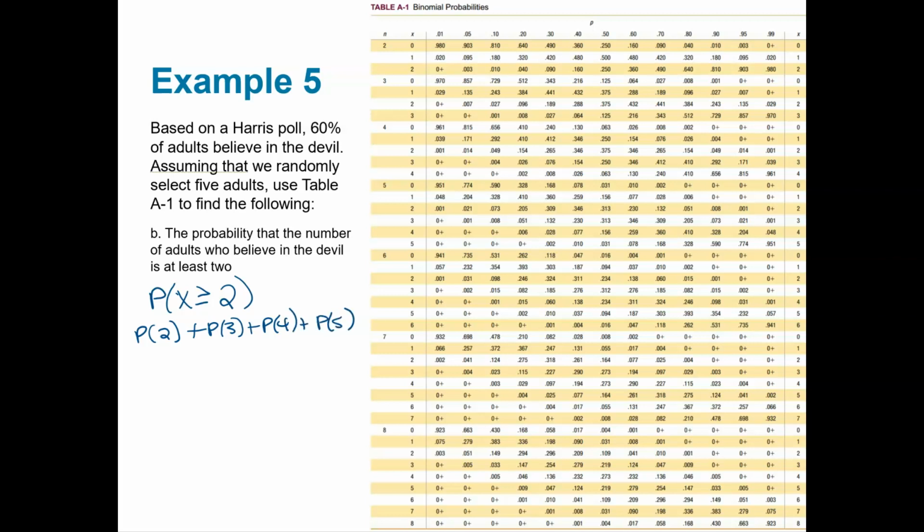Now, we could certainly use the calculator, right? But the calculator just gives us one at a time. So this is why maybe the table could be considered better, because you can find all of these probabilities in one spot. So our n is still 5, but our x is no longer 3. We're looking at x is 2, x is 3, x is 4, or x is 5. And we're still coming down here. So we're looking at, let me use my highlighter, these sections here.